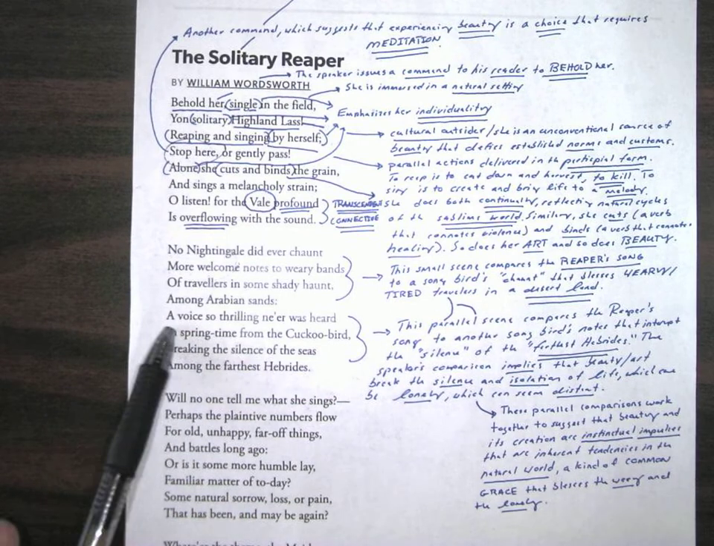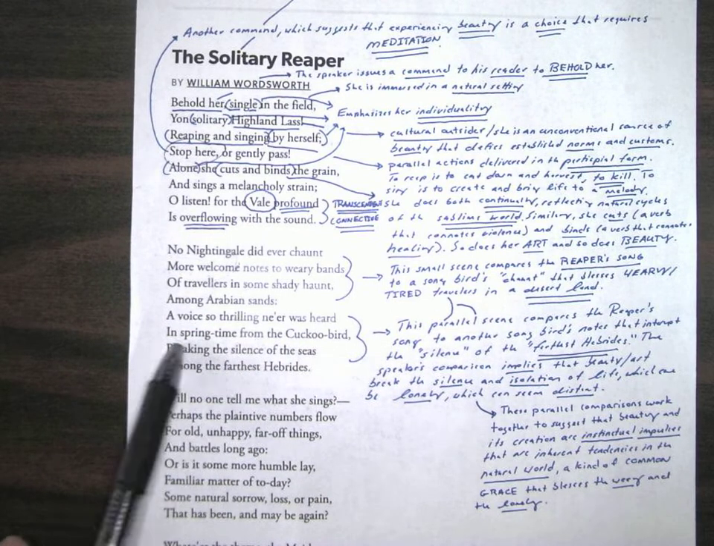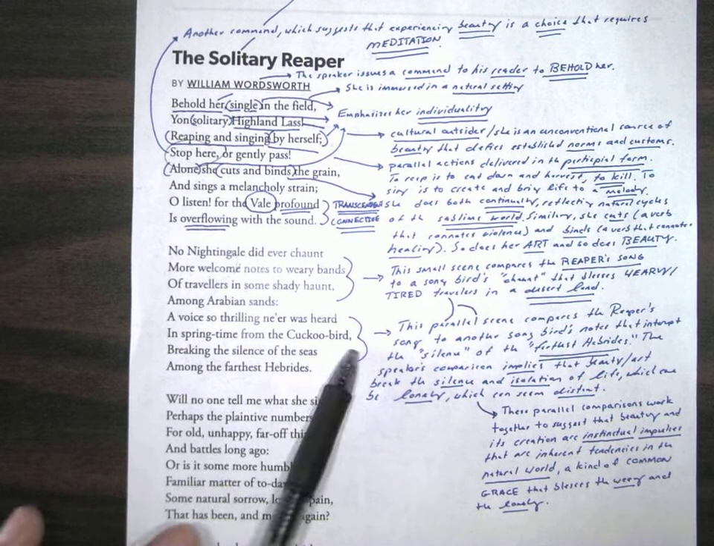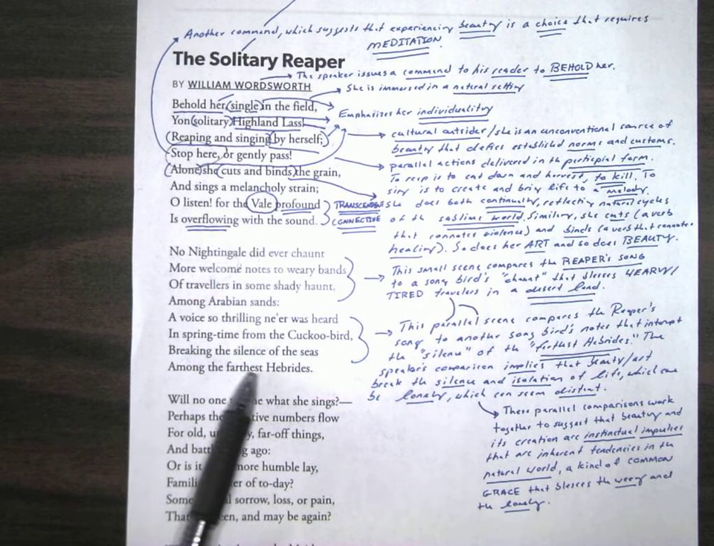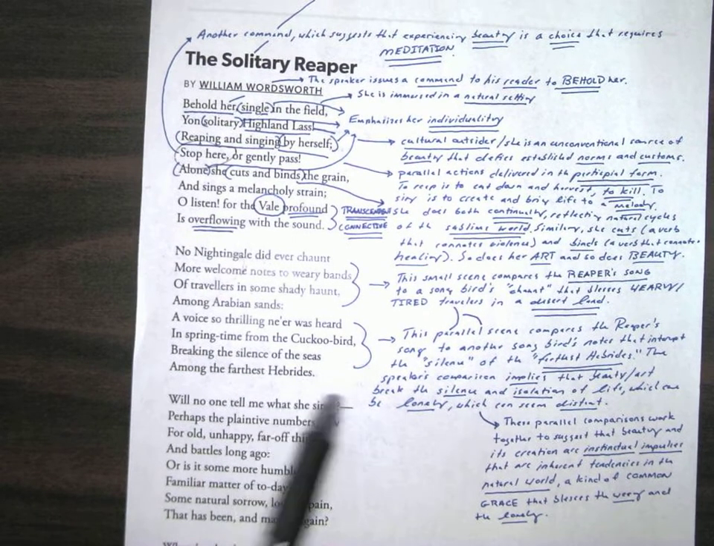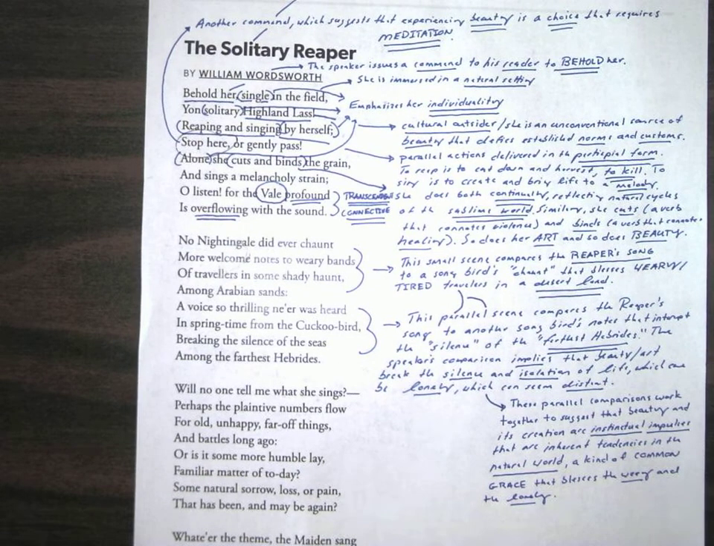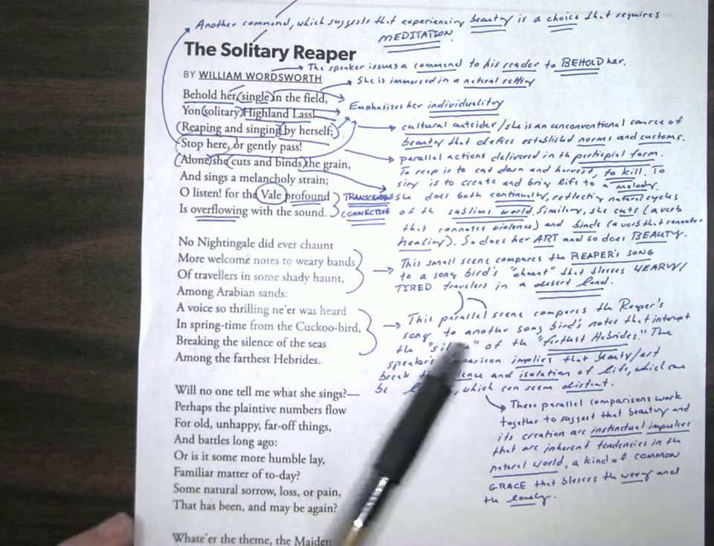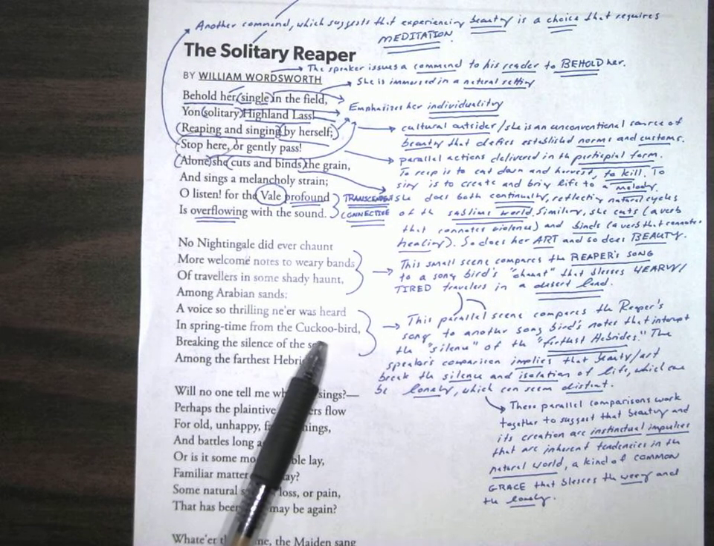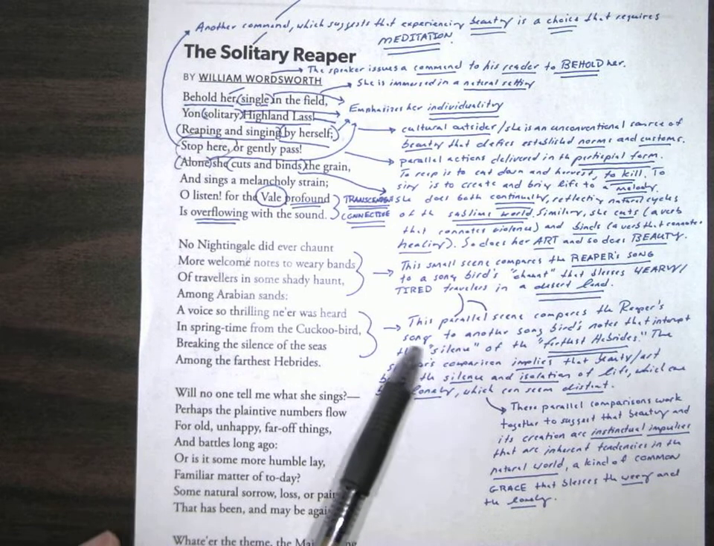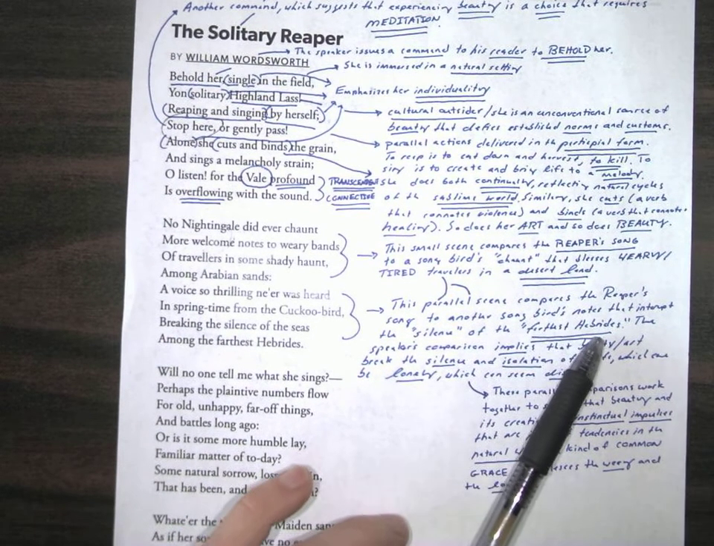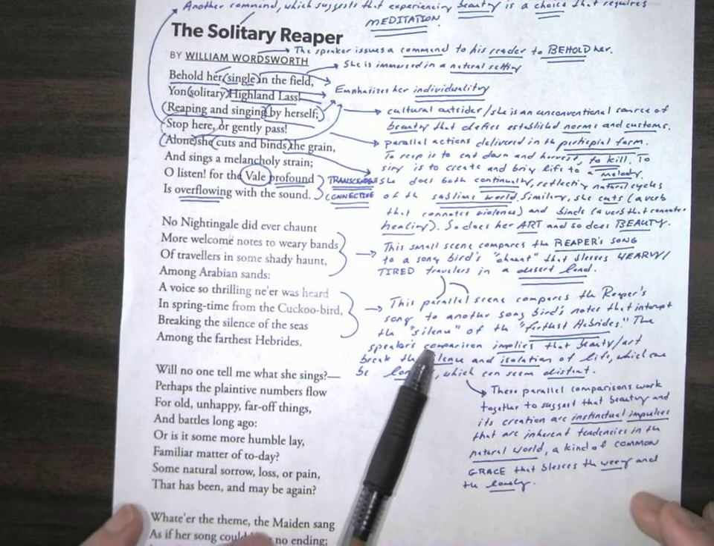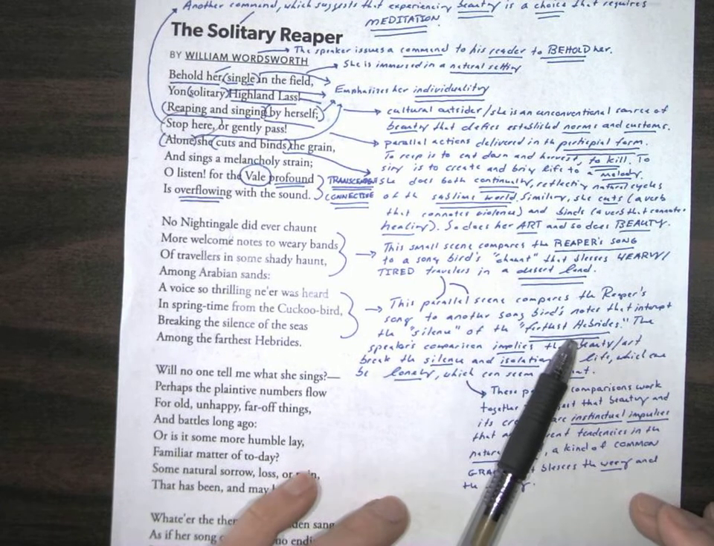The next parallel scene. "A voice so thrilling ne'er was heard in springtime from the cuckoo bird, breaking the silence of the seas among the farthest Hebrides." This parallel scene is just another scene comparing the reaper's song to another songbird, a bird's notes that interrupt the silence of the farthest Hebrides.